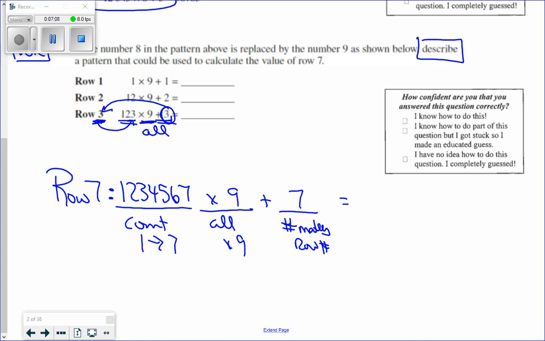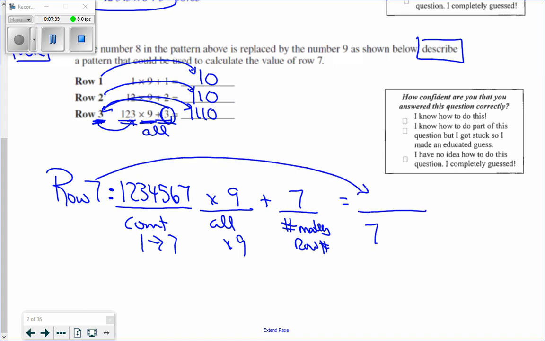1 times 9 plus 1 is 10. 12 times 9 plus 2 is 110. 123 times 9 plus 3 is 1110. Oh, this is kind of cool. So it goes, there's 1 one, and then there's 2 ones, then there's 3 ones. So what should ours have? We should have 7 number 1s, and then a 0 on the end.